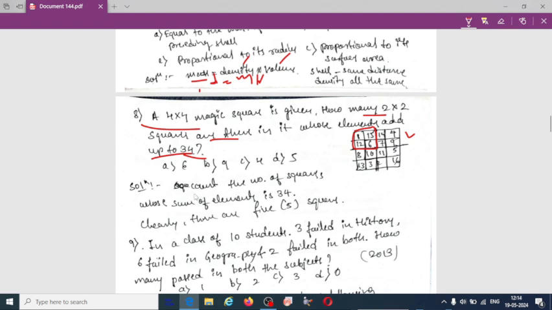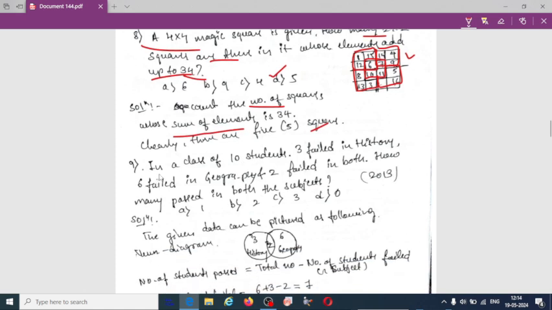So here, the number of squares whose sum is equal to 34, there are totally 5 squares. If you add them, you will get the value 34. So these are the 5 squares. You can check them. Option D is correct here, 5.